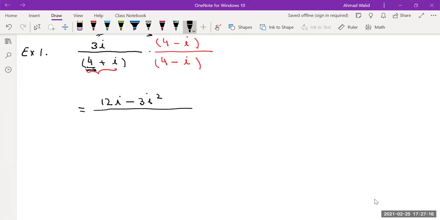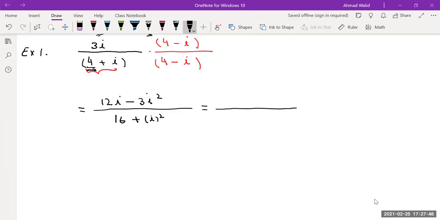square the first term. What is the square of 4? 16. Keep the sign in between positive. And square the second term. What is the square of i? The square of i will be i squared. Correct? Now, everywhere that you see i squared when you multiply or divide, I told you to replace it with what? With -1.